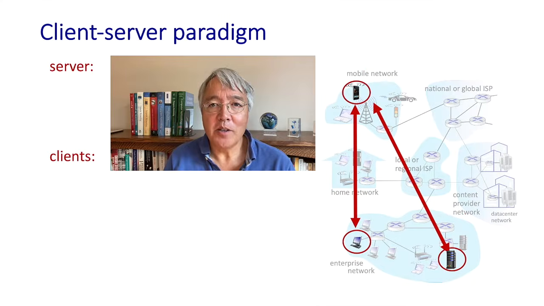Now, when we want to build a network application, there are basically two styles of interaction that describe how the pieces of the network application are going to interact with each other. The first is the client-server model, and the second is the peer-to-peer model. And since the client-server model has been around the longest and was the first, let's take a look at that.